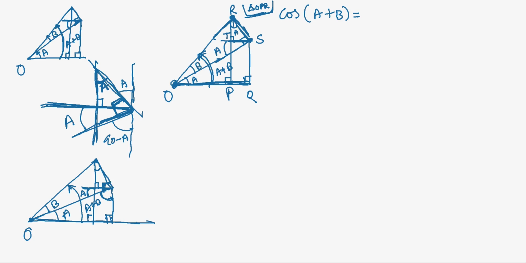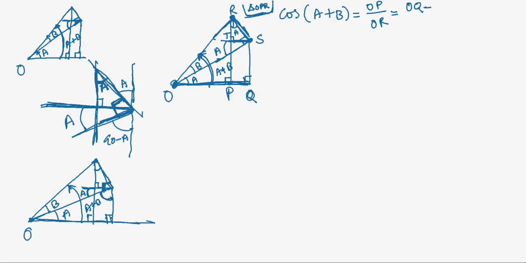So I wrote cos A plus B. Look at the triangle OPR. Tell me what is cos A plus B. It's the adjacent side by the hypotenuse. So it's OP by OR. That's it. So we got the OP by OR. Now all we need to do is look at the OR. Look at the OP, the numerator. The OP is nothing but, because we need to bring the other angles, the A and B, other triangles. So that can be split into OQ minus OP.